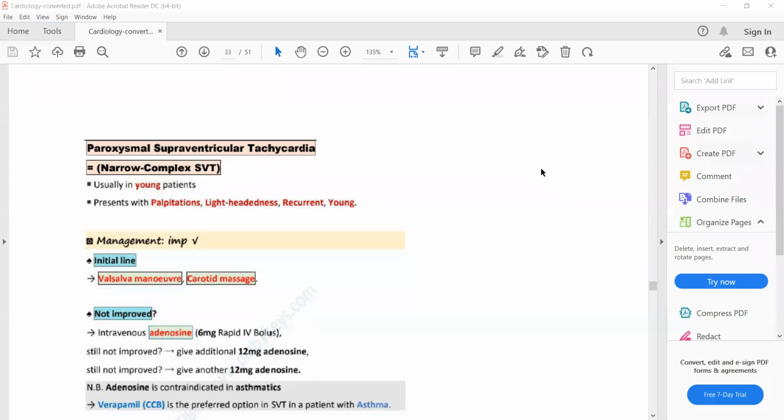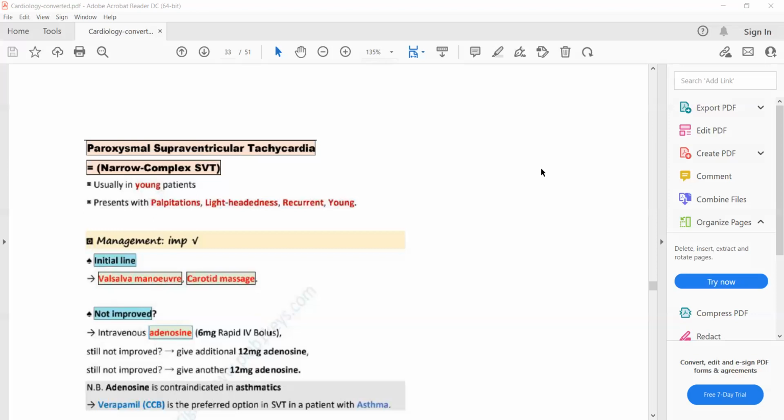So if a young patient presents to you with palpitation, lightheadedness, and these palpitations are recurrent, because paroxysmal supraventricular tachycardia, as I told you, starts and ends abruptly. So the episodes will be recurrent. This type of tachycardia is very common in young people. So if a young person presents to you with palpitation, then you will suspect paroxysmal supraventricular tachycardia. Any patient who presents to you with palpitation, the first thing that you will do is an ECG.